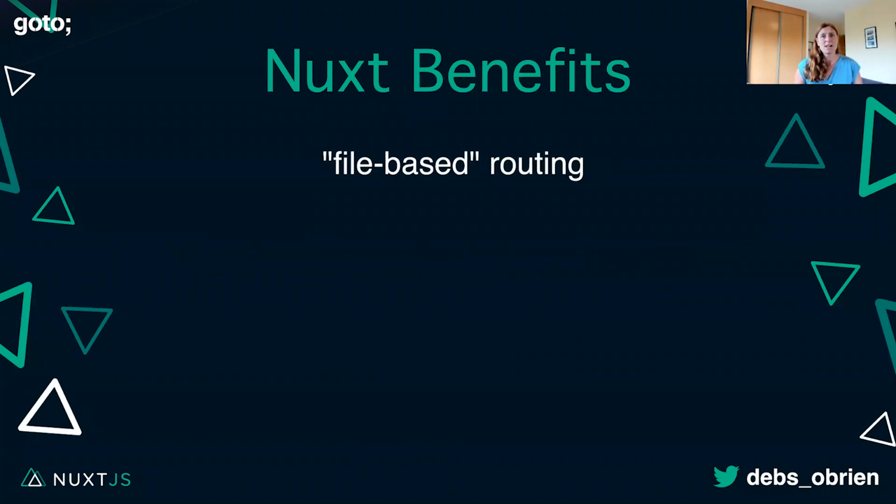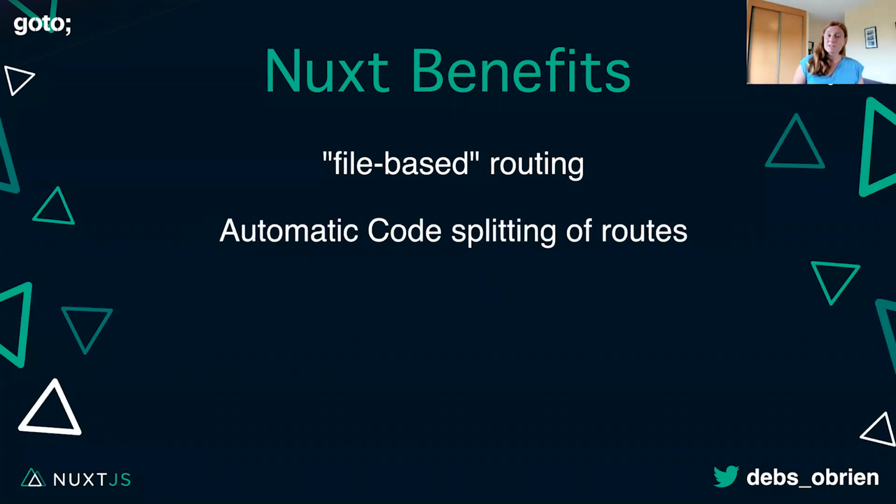For example, you get file-based routing. What does that mean? It means you create a Vue file and you put it in a pages folder, and then automatically a router.js file will be created for you. You don't have to maintain that file. You don't have to add anything to that file. It's just automatic. And you also get automatic code splitting of those routes.